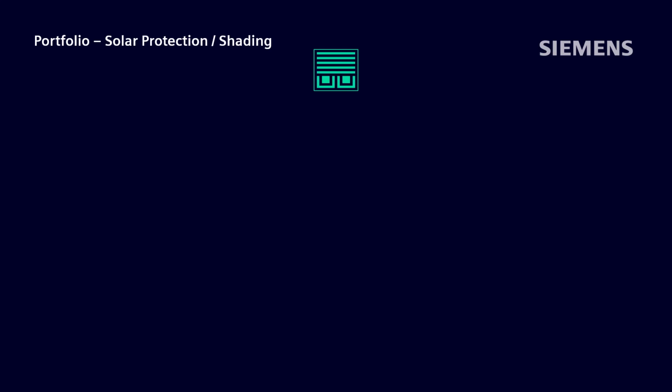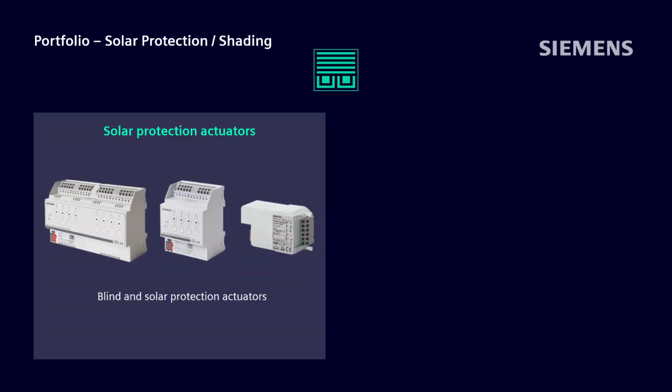Solar protection and shading. Efficient lighting control only works in combination with intelligent shading. Thermo-automatic functions contribute to the optimization of the indoor climate. The central components in this area include our blind and solar protection actuators in a wide range of designs for different drive types, which can control interior and exterior curtains, windows, and awnings.